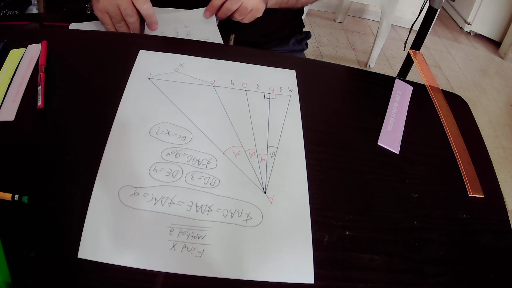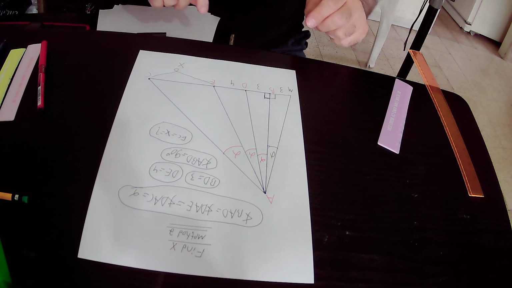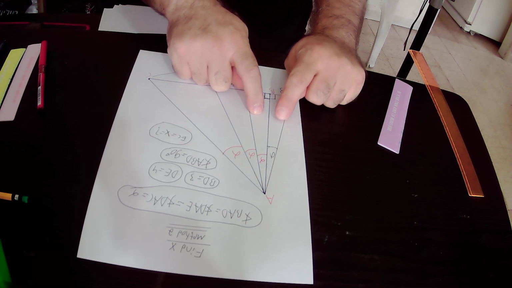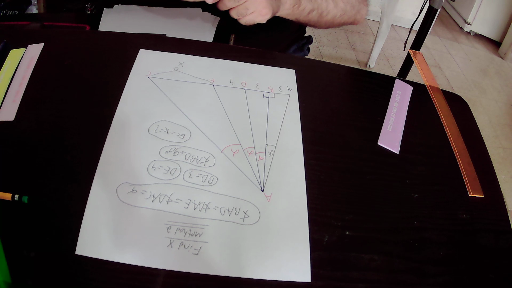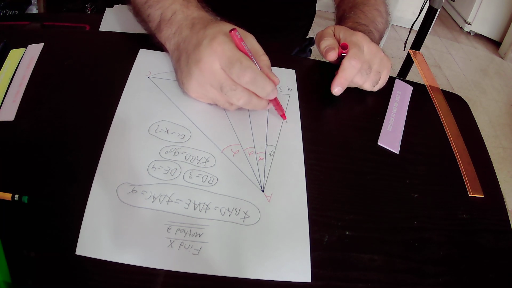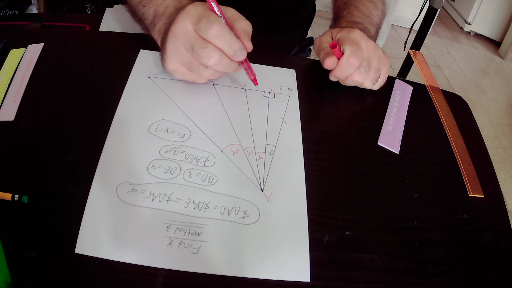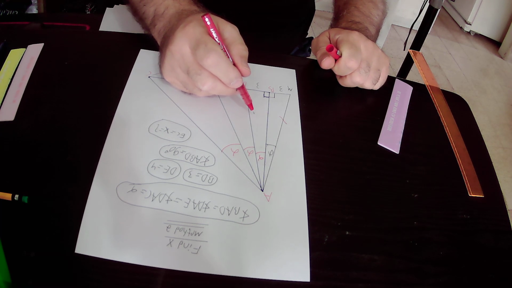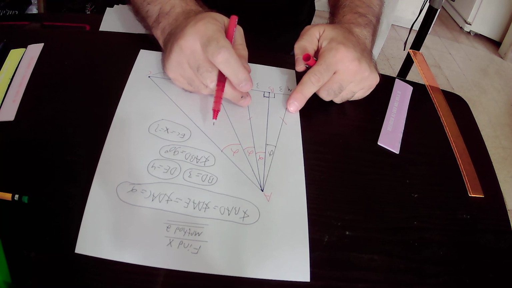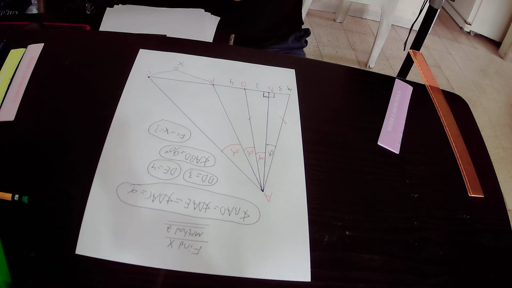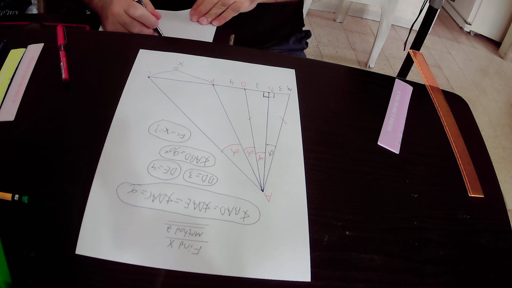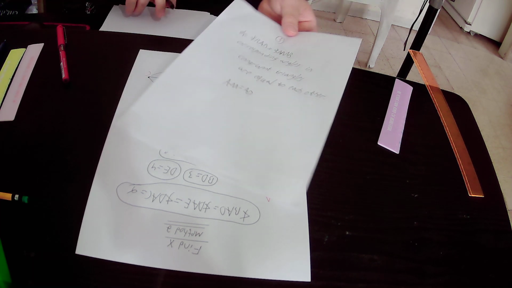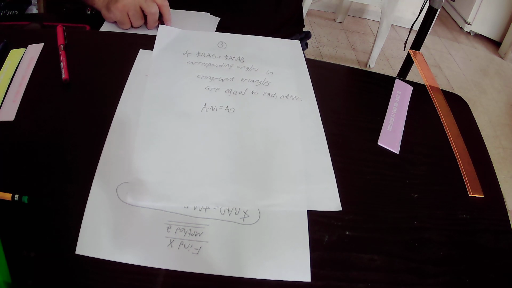From the fact that those two triangles can go into each other, we can conclude that side AM of triangle AMB is equal to side AD of triangle ABD. Those two sides are equal to each other. AM equals AD according to the rule that corresponding sides in congruent triangles are equal to each other.